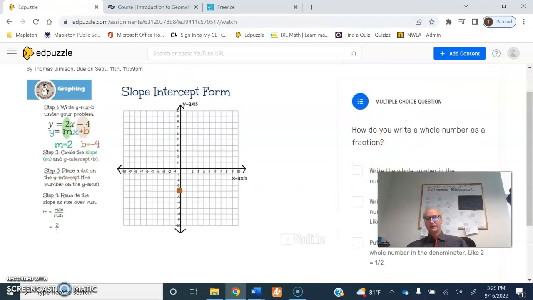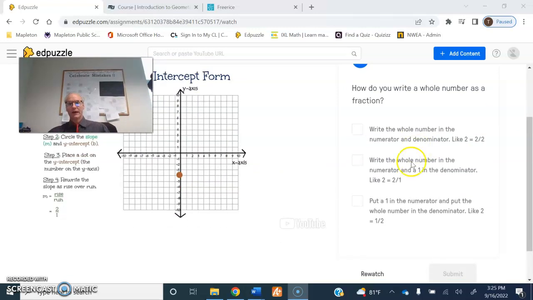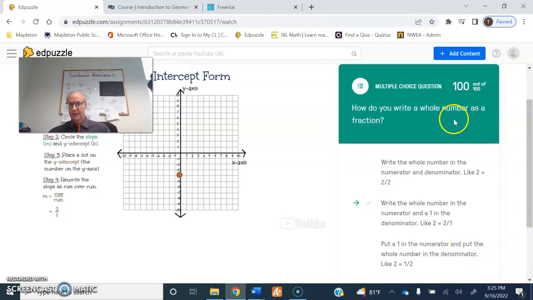How do you write a whole number as a fraction? And so the question I asked was the question she just answered. Well, there it is. And it even shows the exact example she just showed. This is how hard it is to get a perfect score on one of these. They click on this, they submit it, and it moves on. They get 100 on that question, and it moves on, shows them how to graph y equals mx plus b.